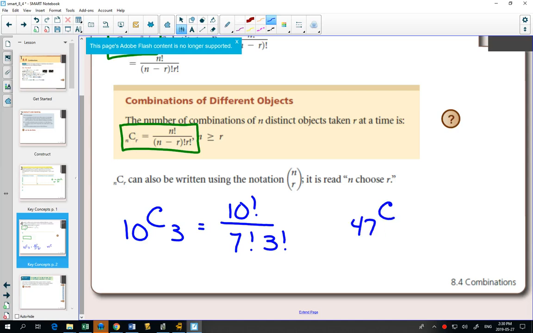47 choose 8, you're going to have the 47 factorial. Wow, that's impressive. 47 factorial on the top. You're going to have the 8 factorial on the bottom, and the other number is always what would add up to the top. So the bottom two numbers, 7 and 3 make 10, 39 and 8 make 47. So it's a really easy formula to memorize, much easier than the permutations formula.